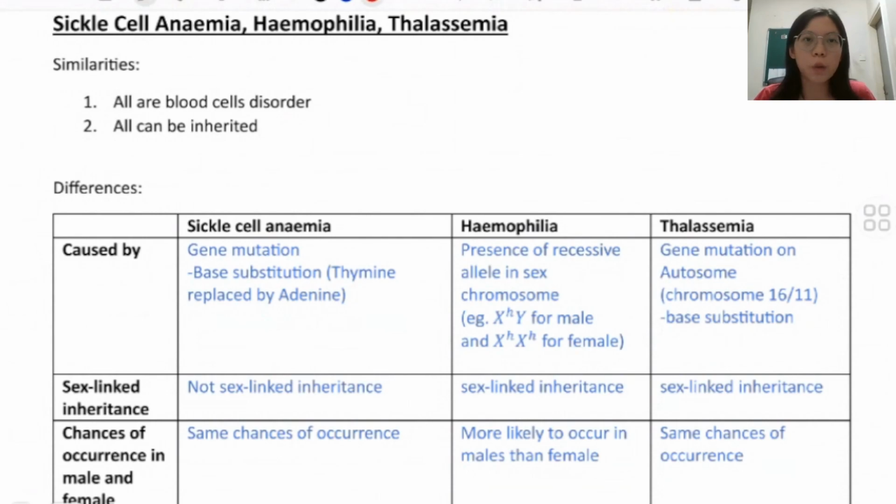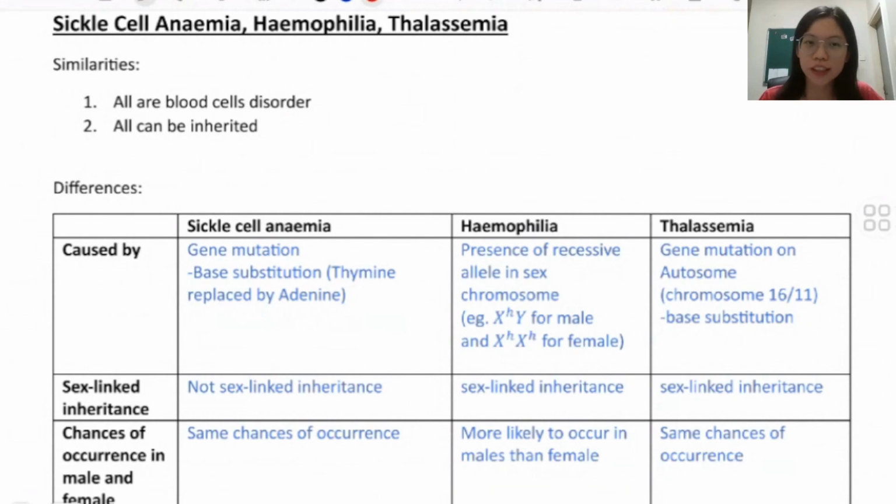So what are the similarities between them? All of them are blood cell disorders. And the second similarity is that all can be inherited, from one generation to the next generation.